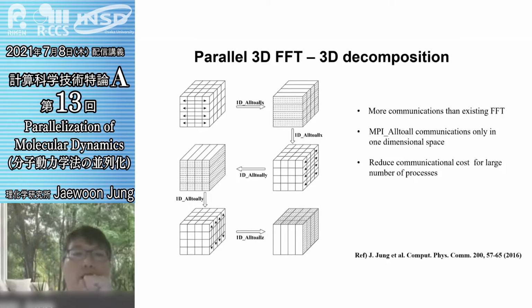Here, the number of cubes is 64, so I assumed 64 MPI processes. But the maximum number of processes involved in communication is just 4. So for this one, I just assign MPI all-to-all among these 4 processors, and so on. The good thing is that we can greatly reduce the number of processes involved in each communication. So this is very useful when you perform large-scale MD simulation using a very large number of processes.